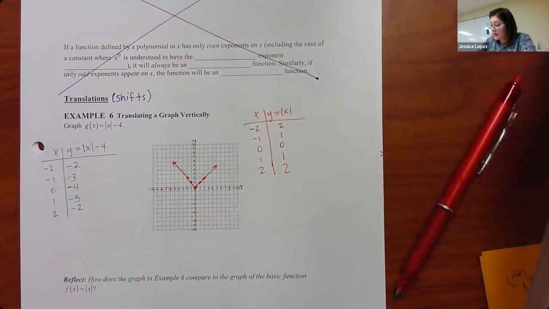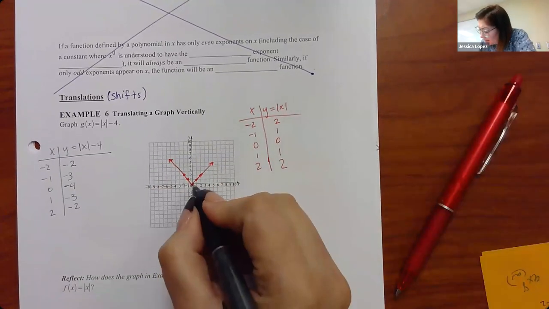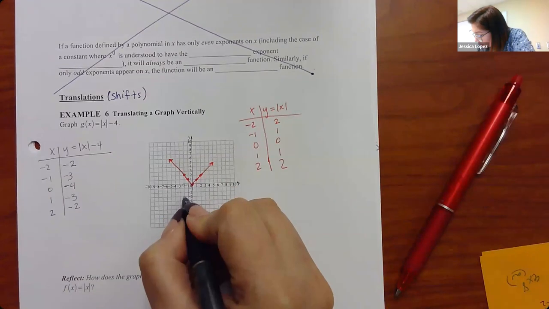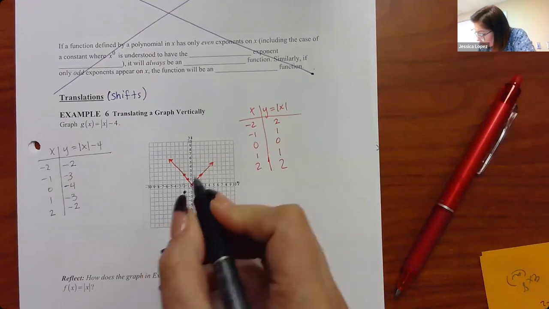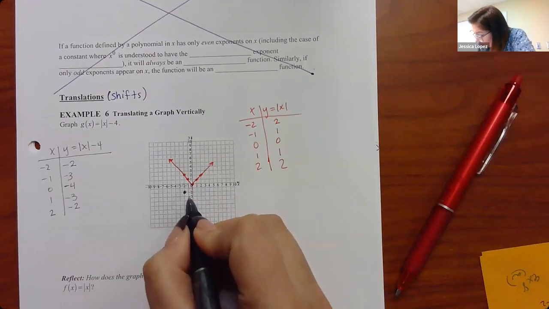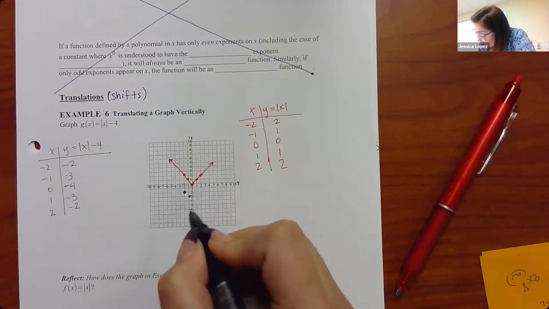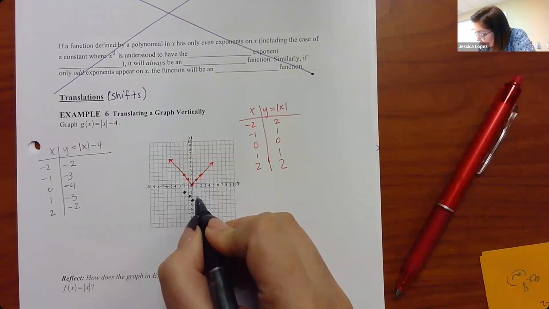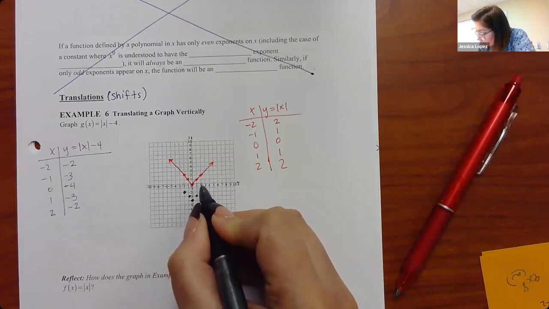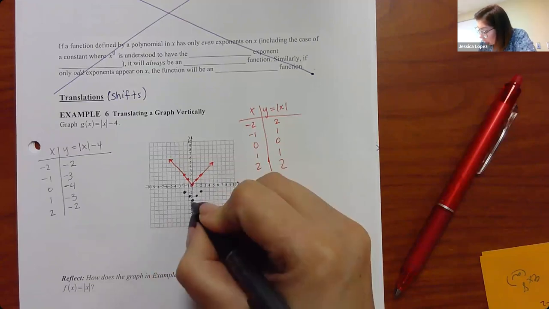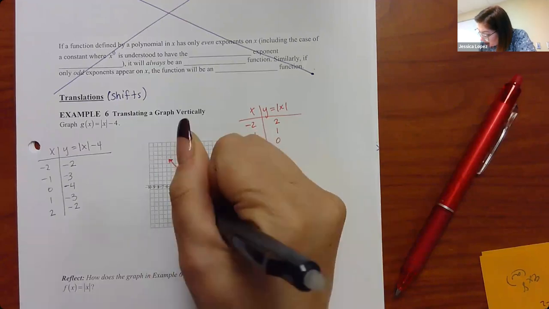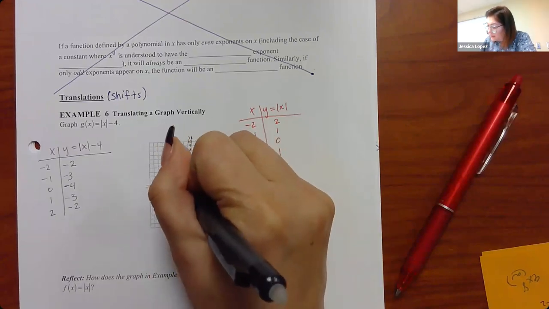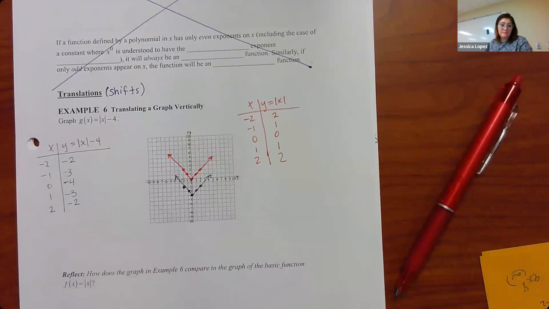So let's see what happens here. We get negative 2 and negative 2. We get negative 1 and negative 3. We get 0 and negative 4, 1 and negative 3, 2 and negative 2. And if I draw my little arrows there, it looks like this.